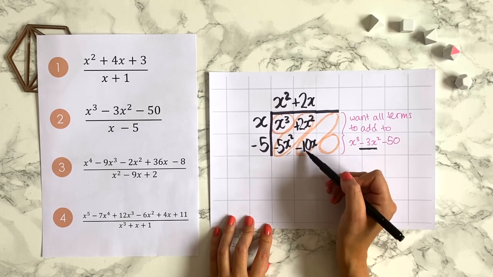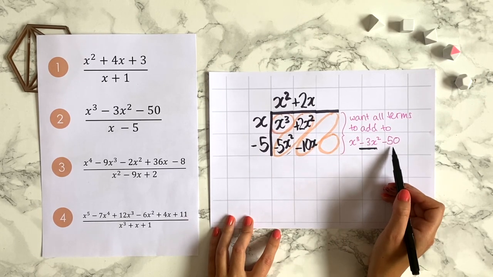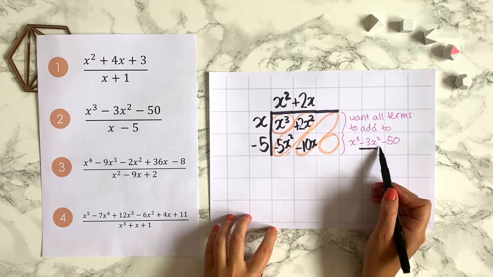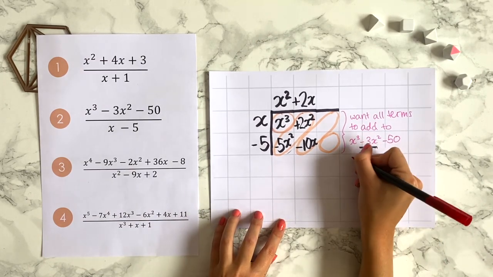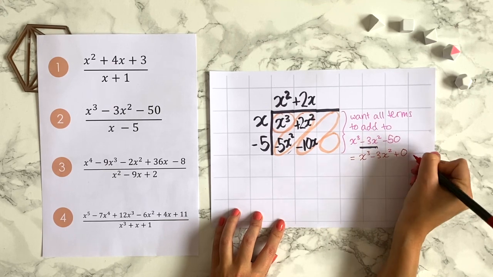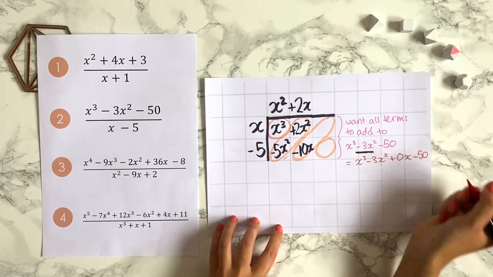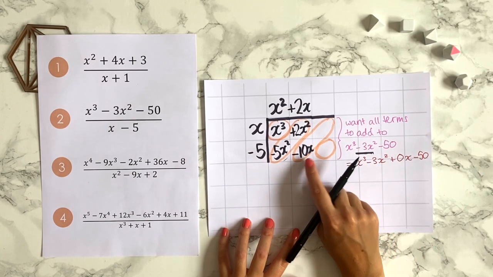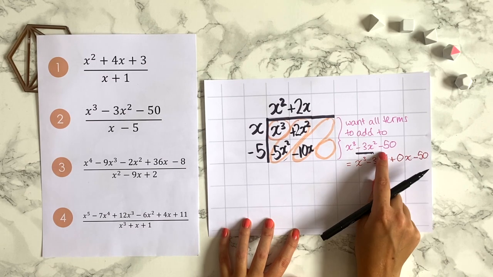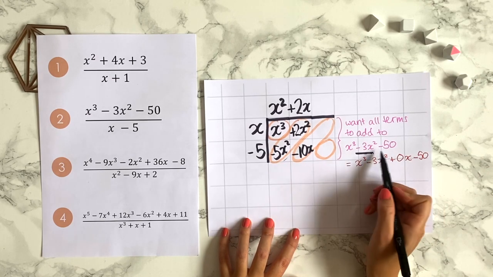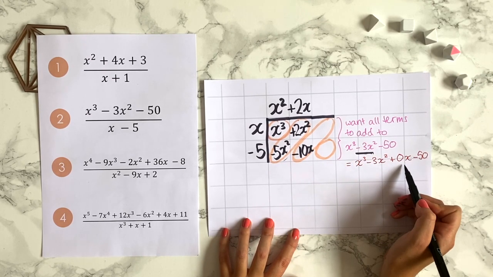Now we want this bubble to add up to the x term of this expression. Well, actually, be careful here because there is no x term. There's sort of an invisible plus 0x here. This is the same as x cubed minus 3x squared plus 0x minus 50. So you need to be really careful here because we want this bubble to add up to plus 0x. We don't want it to add up to minus 50 because that's for this bubble. So keep an eye out for any hidden terms like this x term here.